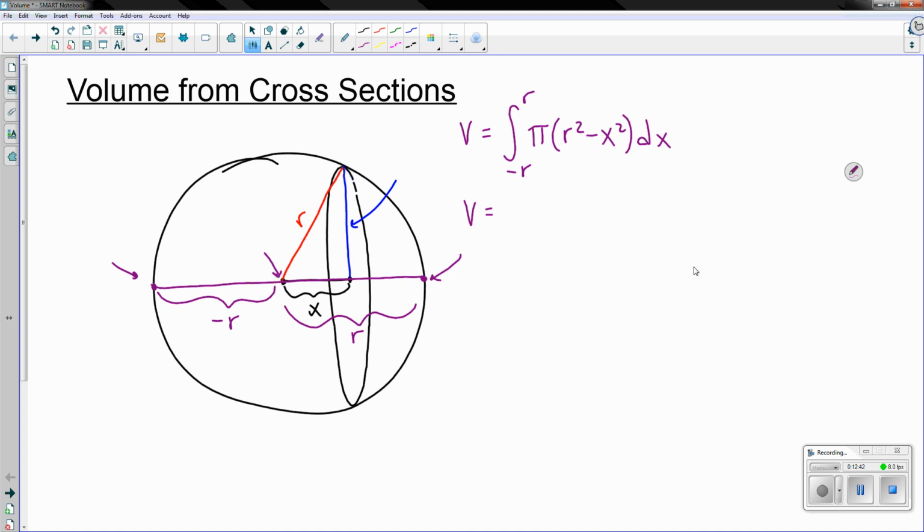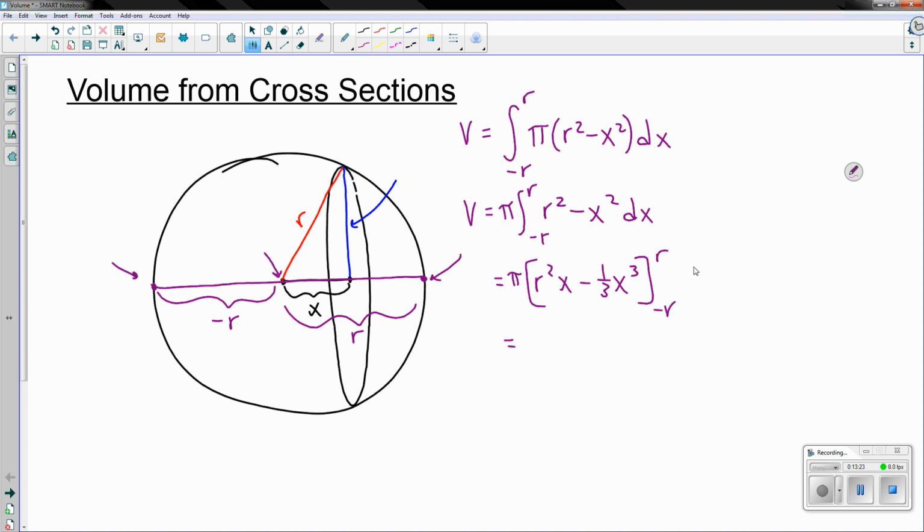Integrating what's inside. We can distribute that pi if we want. Or better yet, maybe a much cleaner solution is to remove that constant value of pi and work with this. All right, so we know how to evaluate integrals. We're going to take the antiderivative, but it's with respect to x, so we have to pay attention to that. So r squared we're going to think of as a constant. So the antiderivative is r squared x minus 1/3 x cubed, evaluated from negative r to r, times pi.